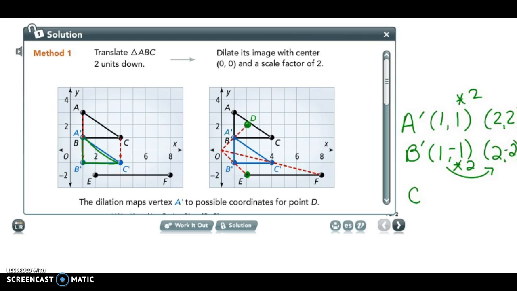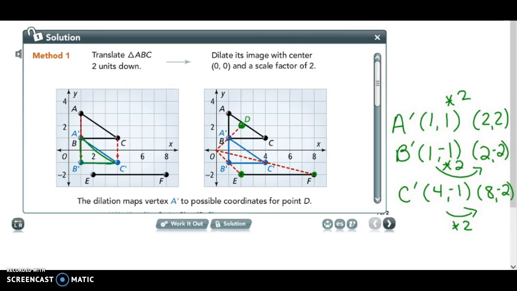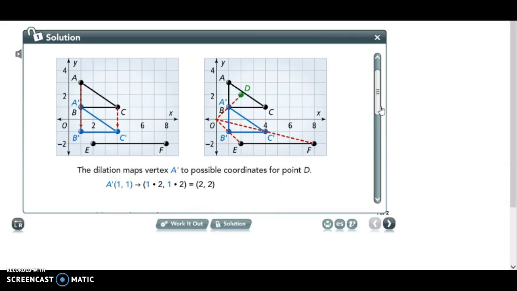And C prime, we're going to land in the same spot. We've got 4, negative 1. We're going to multiply that by 2, and we're going to land at 8, negative 2. So that is where F is right here. I've enlarged the screen so you could see all of my math on the side. So that gives us D at the possible point of 2, 2.